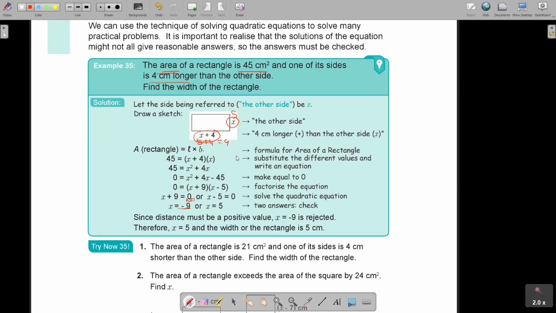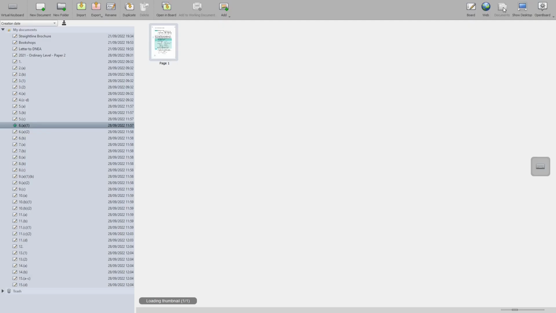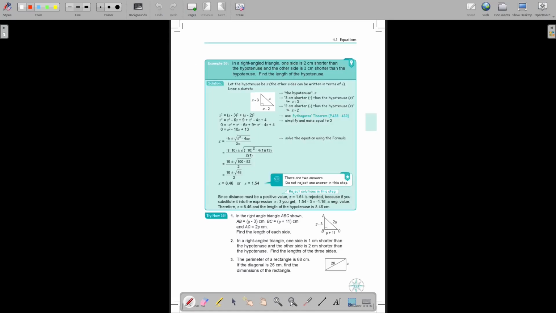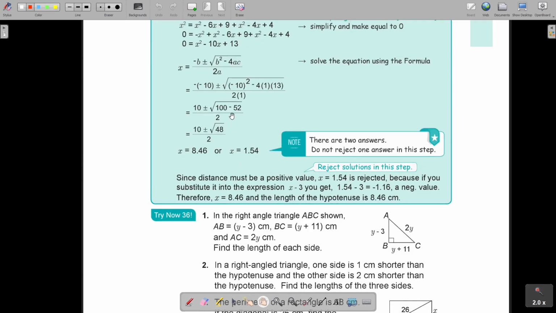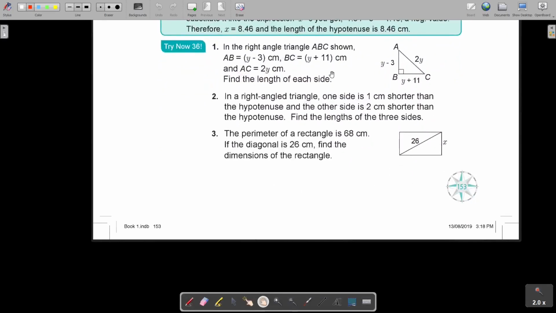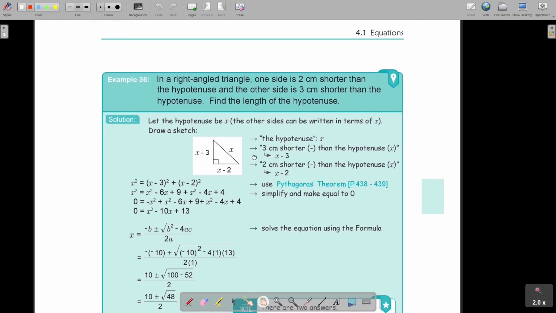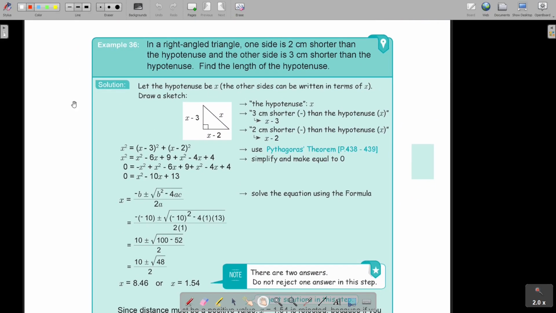And then I'll show you this one. This was now completed by factorization. The other one I want to show you, I'm quickly going to look, so it's still here. Okay, this is now actually another figure. This is a triangle, and this is on page 153, I think it's just the next page. It's also equations. Now, this is also a very typical one they like asking, a triangle, and then they say in a right angle triangle, one side is 2 centimeters longer than the hypotenuse. So the one they refer to, make that x.